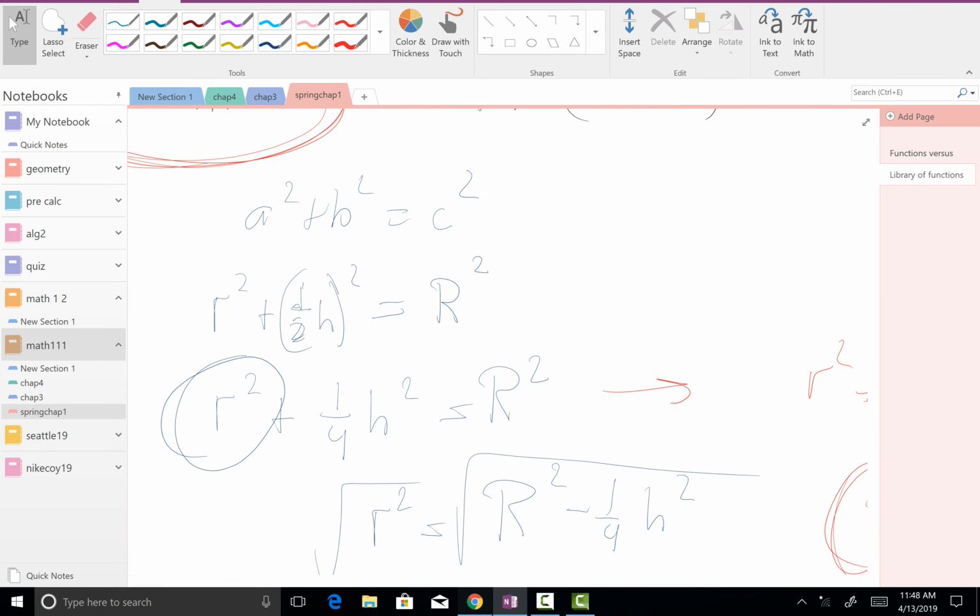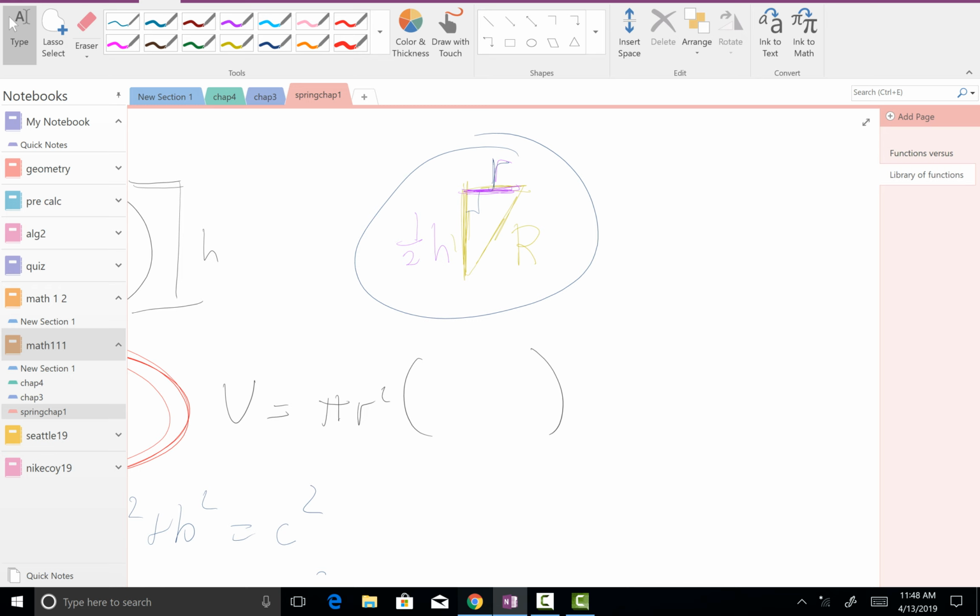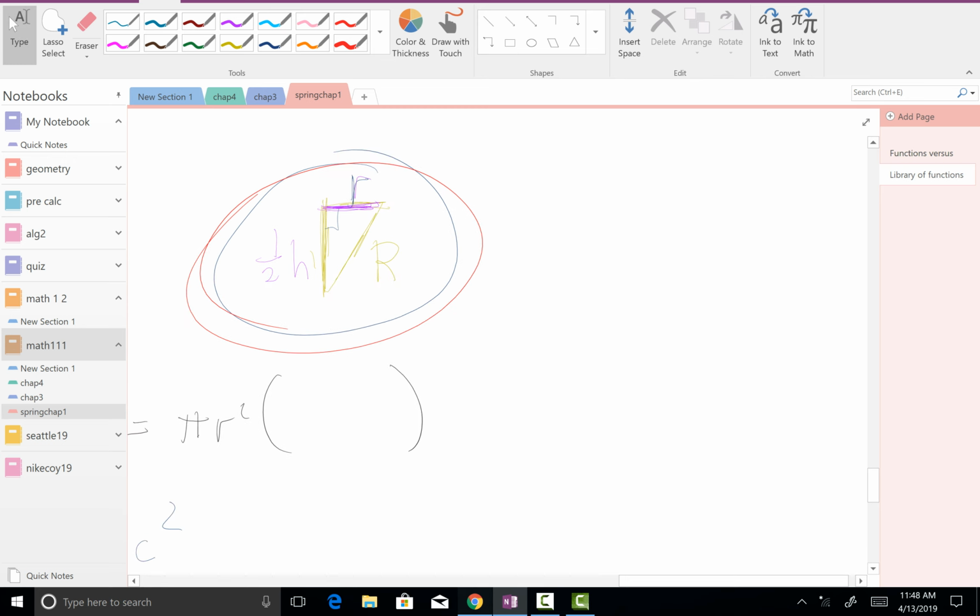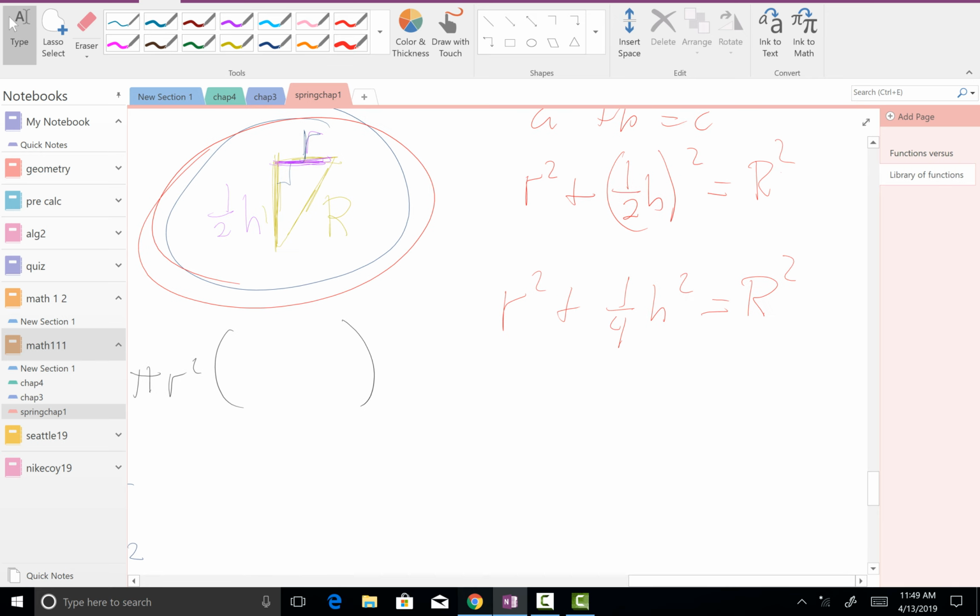Okay, let's go back to this triangle here. So here is the triangle. Are we good with that part? Yeah. Okay, so then I'm going to use a squared, b squared, c squared on this. So this is r squared, that's my a. I'm going to make this my b, so it would be 1/2 h squared equals c squared, or big R squared, sorry. Then 1/2 squared is what? So the 1/2 squared is 1/4 h squared equals r squared. Got it. I got confused because it's still squared.